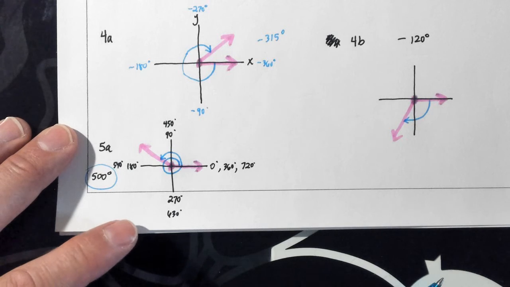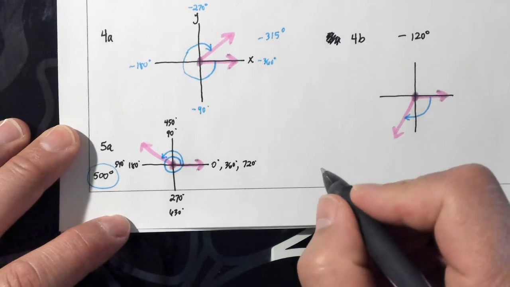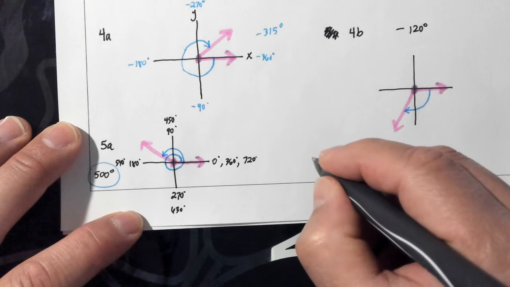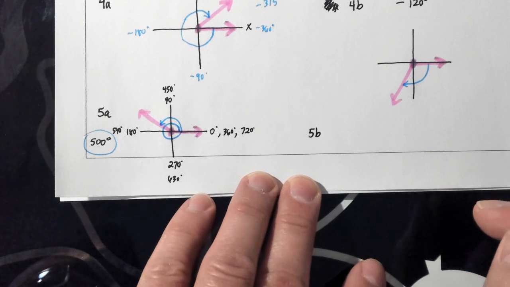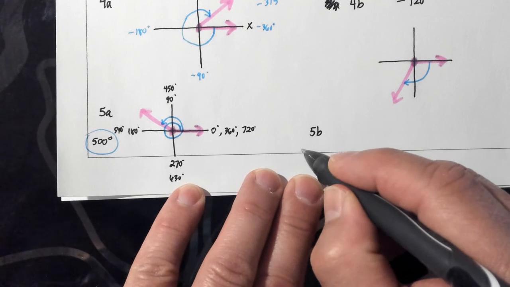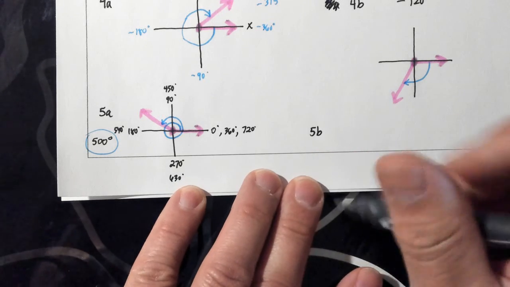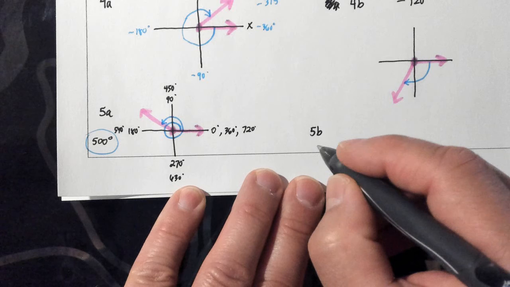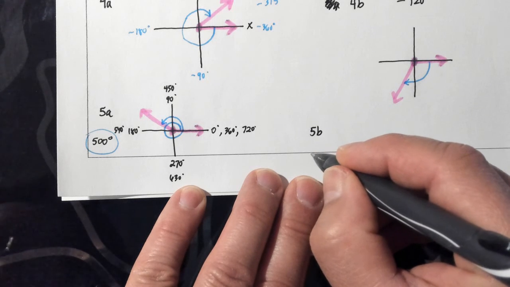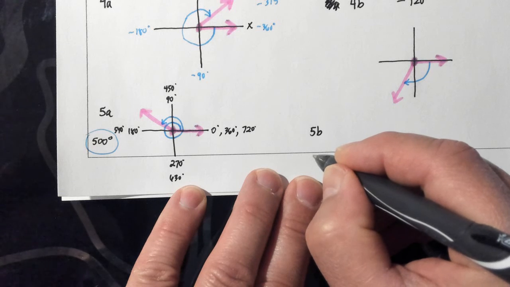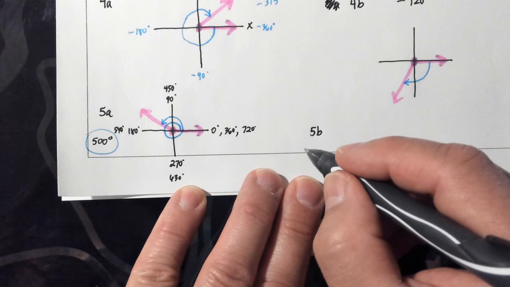One more example. 5B. I'm out of room, so I'm going to draw real small. You could have negative giant angles also, by the way. You just go down instead of up. Let's go 600.